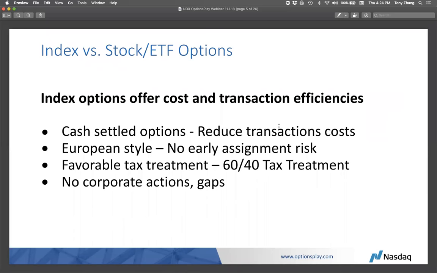And lastly, from a trading perspective, because it's an index, there are no corporate actions and no gaps in the charts, which is really good for technical analysis. Corporate actions like earnings, dividends, and stock splits cause gaps in the stock, which makes it a little more difficult to do the technical analysis that you want to do. So by trading an index, a lot of times you have much smoother charts to look at, which makes the technical analysis side a little easier to manage.